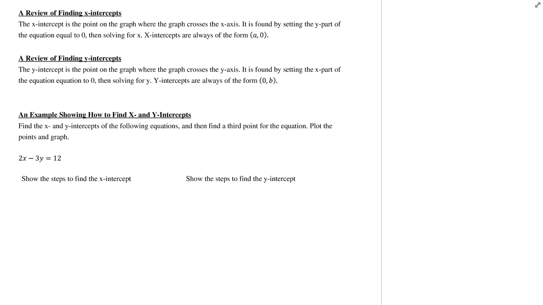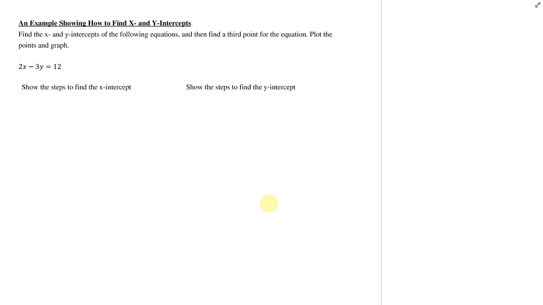We've talked about this before. We're coming back to this, and we're just going to do a real quick review of how to actually find these. So for x-intercepts, you want to set the y part of an equation equal to 0, and then you solve for x. And then for y-intercepts, you set the x part of the equation equal to 0, and then you solve for y. So I want to do that on this example here, because this will help us out later in this section.